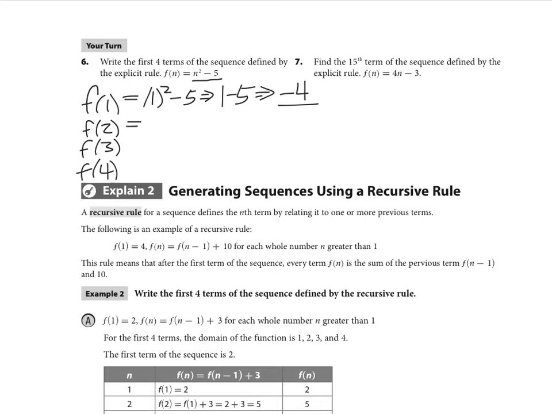So when x is 2, you get negative 1. When x is 3, you get 4. When x is 4, you get 11. So that's an easy way to find the values using the calculator. That's a bad 11. Sorry about that.